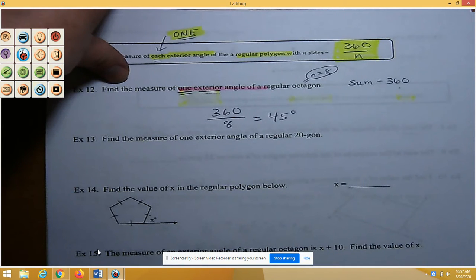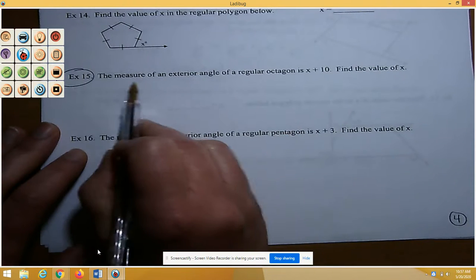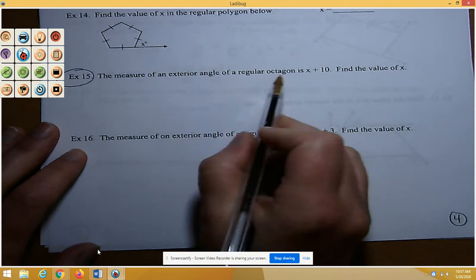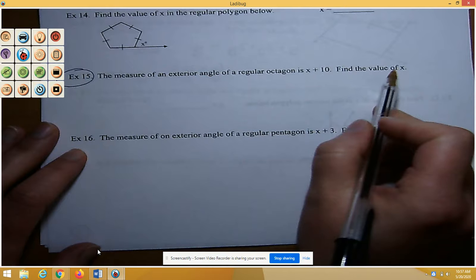All right, I am going to jump down to example 5. The measure of an exterior angle of a regular octagon is x plus 10. Find the value of x. So I have to really read it carefully. This is saying one exterior angle is x plus 10. Find the value of x.